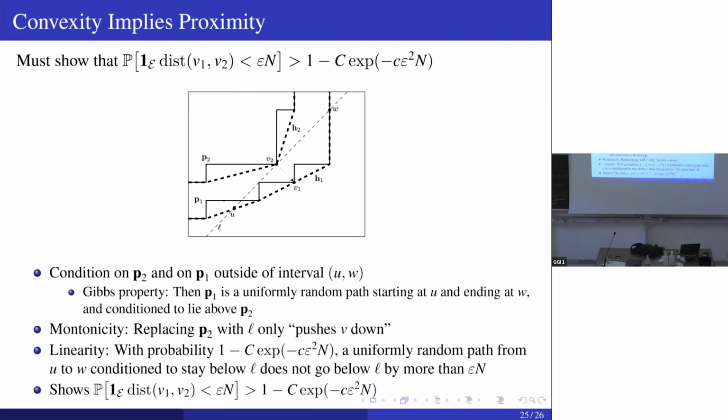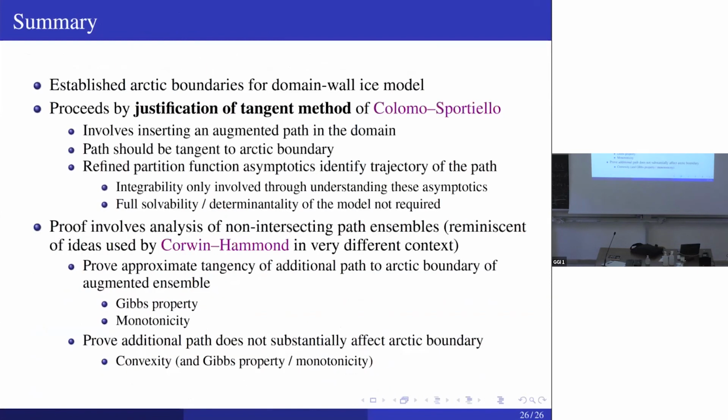So that was somewhat sketchy, and I apologize for that. So maybe I'll just conclude. We established some Arctic boundaries for the domain wall Six-Vertex model. It proceeded by justification of this tangent method by Colomo and Sportiello, which involves inserting an augmented path in our domain, which would be tangent to the Arctic boundary, and using the refined partition function as a way of identifying the trajectory of the path. So the integrability is really only used in the computation of this refined partition function, and you don't really need the full exact solvability of the model to pull this off.